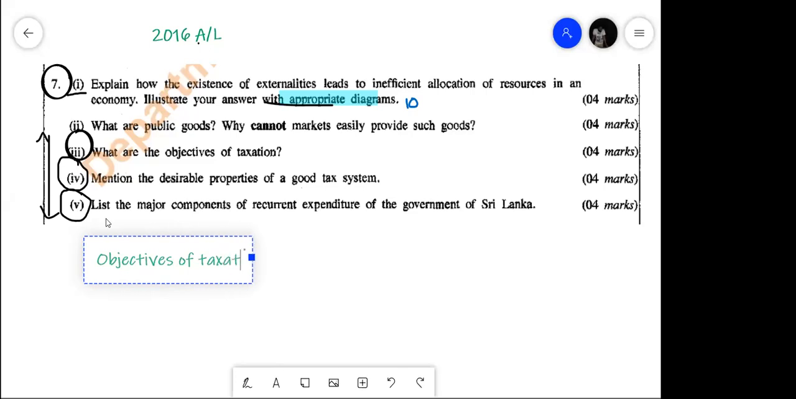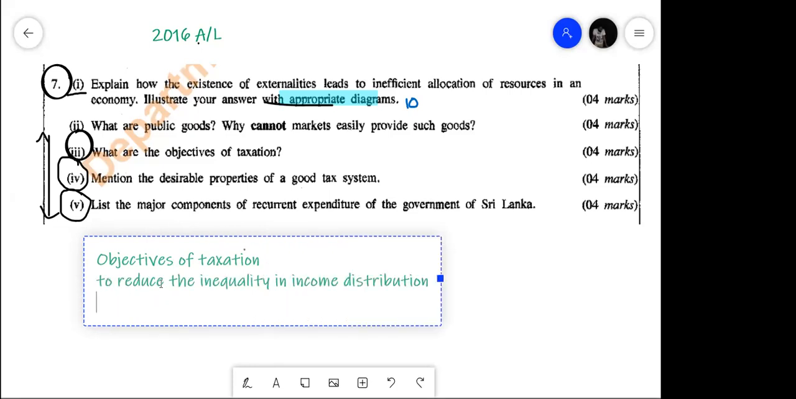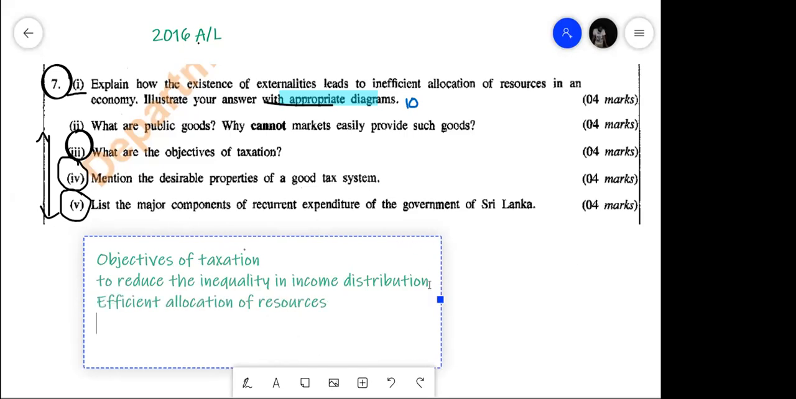Okay, so objectives of taxation, right? We talk about, okay, to make sure there is fairness, to reduce income inequality. Yes, so you put progressive taxes. You can have efficient allocation of resources. So for any good that has a positive externality, you might give tax concessions. Anything that has a negative externality, you will put taxes, so you reduce the production. That's efficient allocation. Then what else?